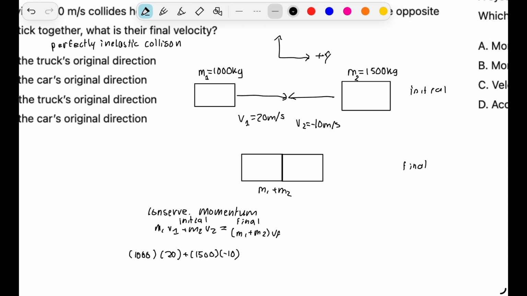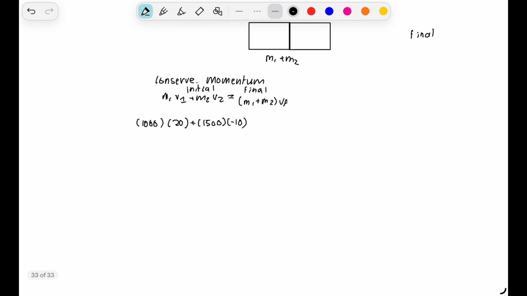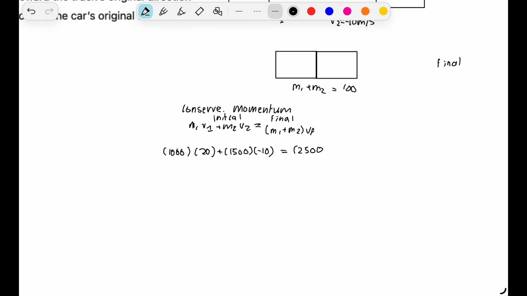If we make the right side positive, that means the left side is going to be movement in the negative direction, and we have no vertical movement here, but this is how we were defining our y-axis. So here, our combined mass is going to be 2,500 because this is equal to 1,000 plus 1,500.